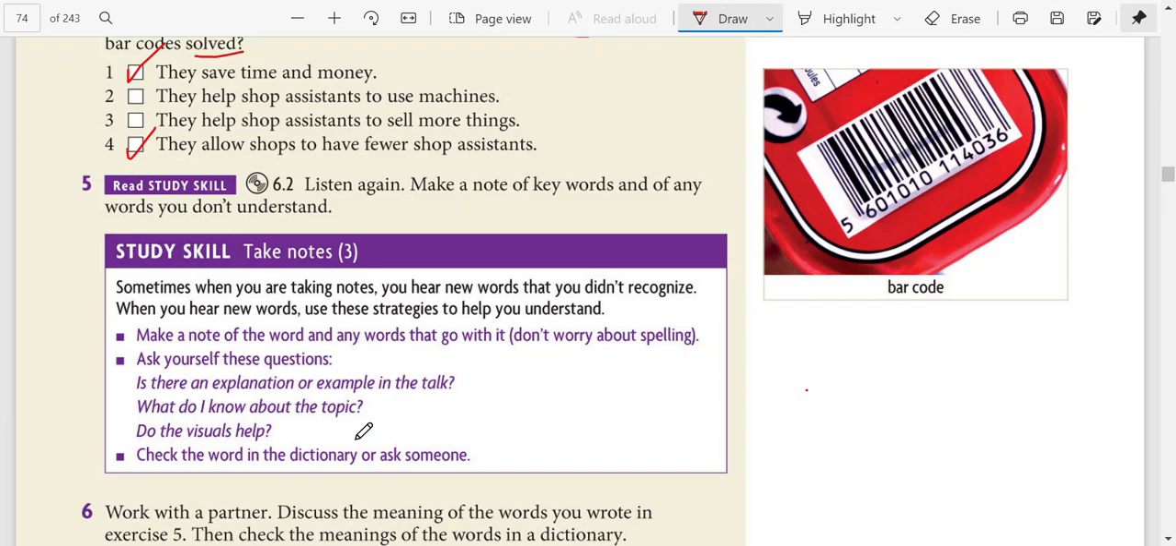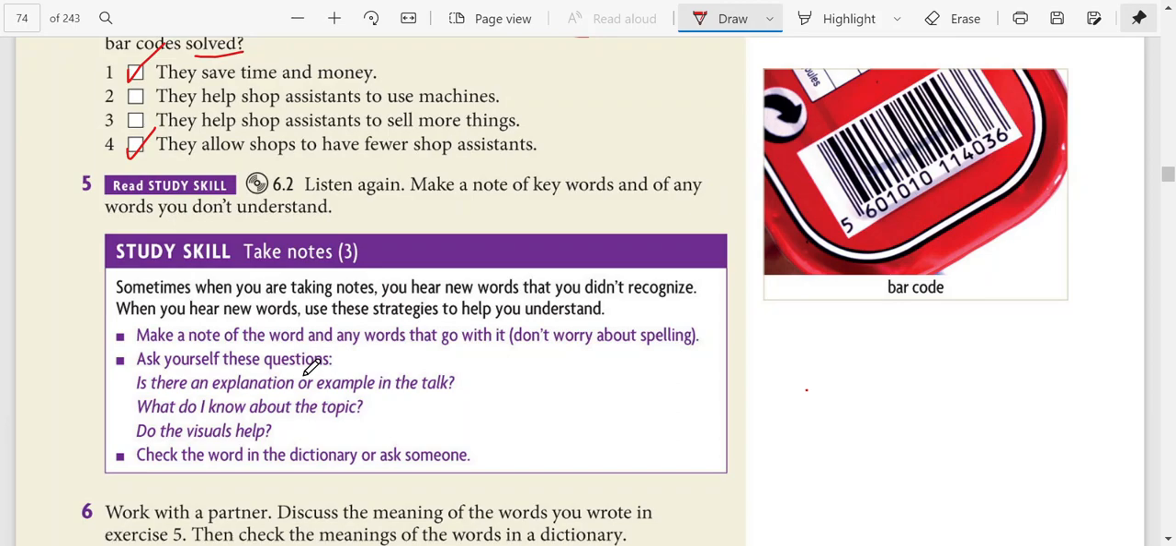We must write down notes about things that we don't know about, or we don't know about the meaning. Okay, number one, make a note of the words or of the root and any words that go with it. Don't worry about spelling.